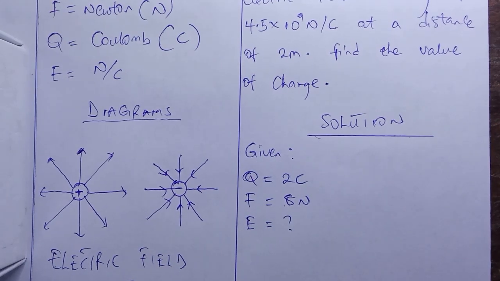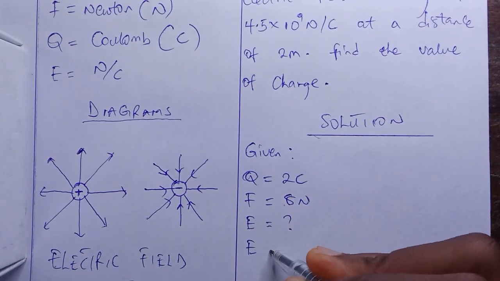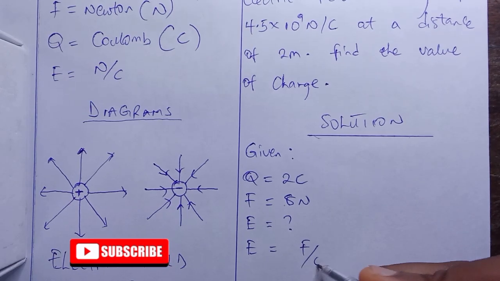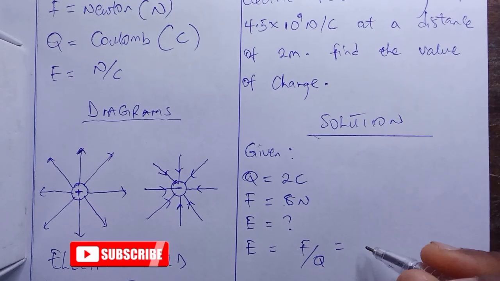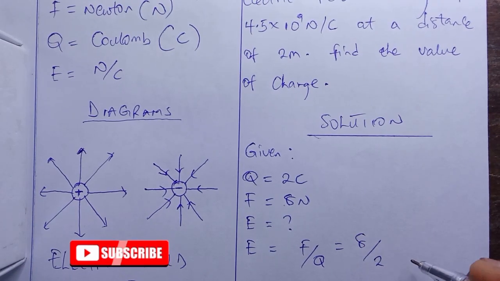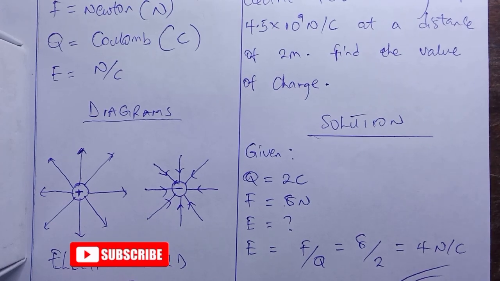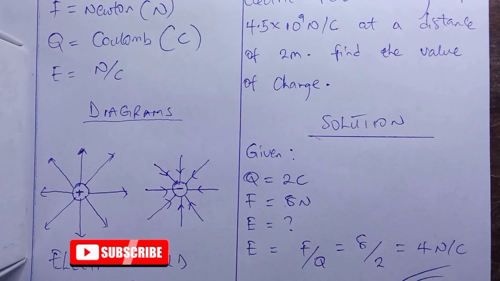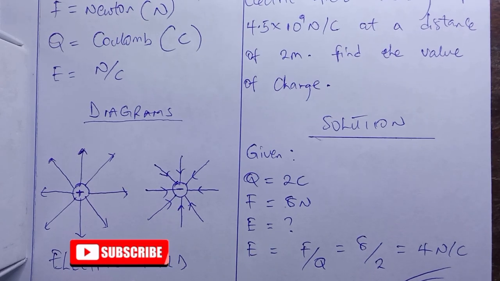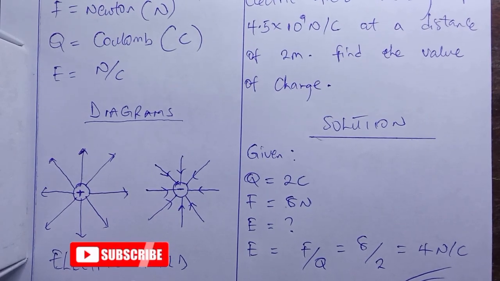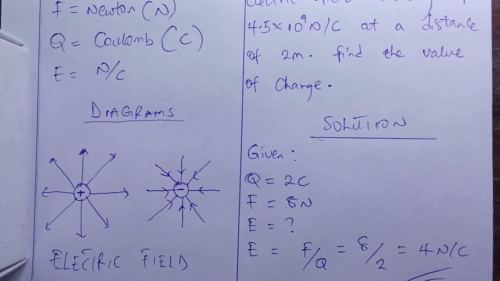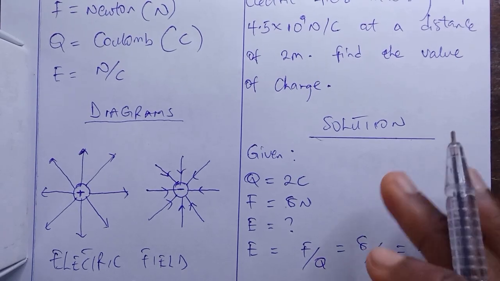And the formula for electric field intensity is what? E equals F over Q, right? That is 8 over 2, which equals 4 Newton per coulomb. So we are done with example 1. This is how easy electric field intensity is. Just know the concepts, know the method, know the formula, and how to apply them. You're good to go. So now let's go to our example 2.